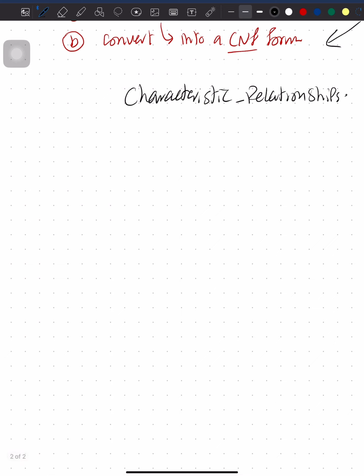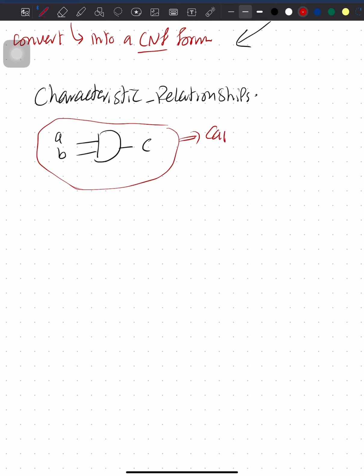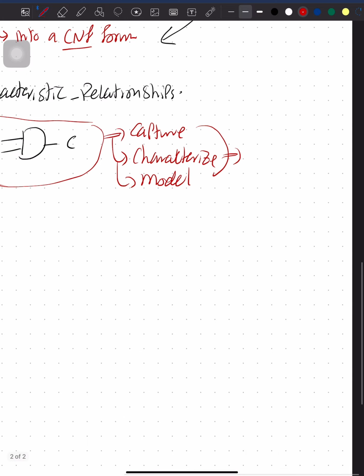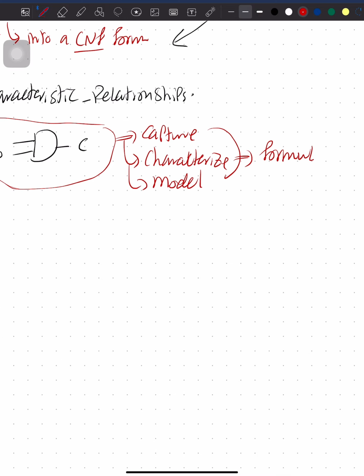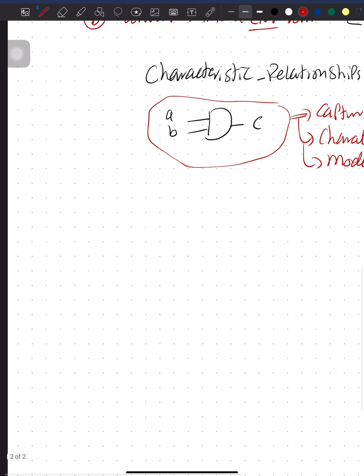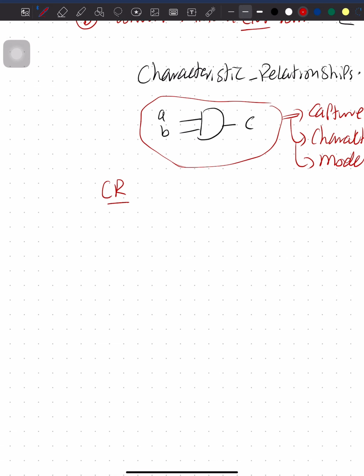You design your circuit. Let's say I have an AND gate, very simple circuit. It has two inputs, A, B, and one output, C. This is just a very trivial example. This is a circuit. How can I characterize, model this circuit in a formula? That is a characteristic relationship, CR for short.